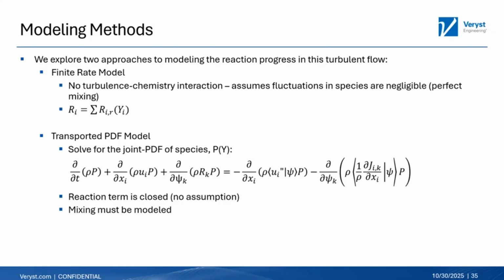The trade-off there is that we have to model the terms on the right-hand side, which are the turbulent fluctuations of velocity, as well as the diffusion, turbulent mixing term. And those are also similarly complicated, but generally not as challenging to approach as the highly nonlinear reaction term. So let's take a look at how these two models compare.